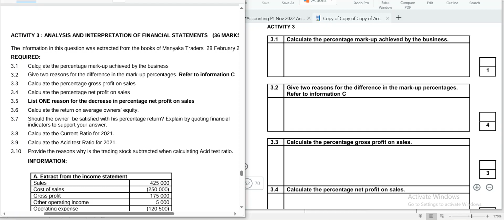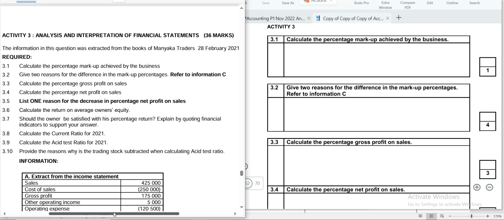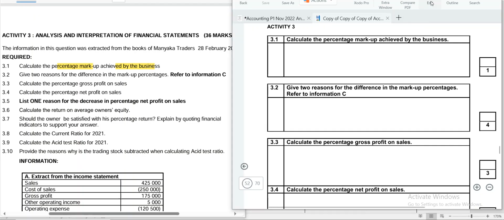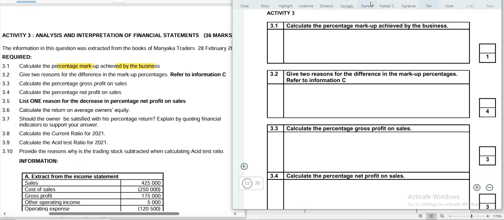Now, the first question here, they're saying that the information in this question was extracted from the books of Manyanga Traders for 28 February 2021. Now, number one, they are saying that we are required to do the following. 3.1, you must calculate the percentage markup achieved by the business. In other words, remember, when we calculate percentage markup, we are calculating gross profit on cost of sales. So by now, you should be able to remember the formulas that you should follow in order for you to answer this.